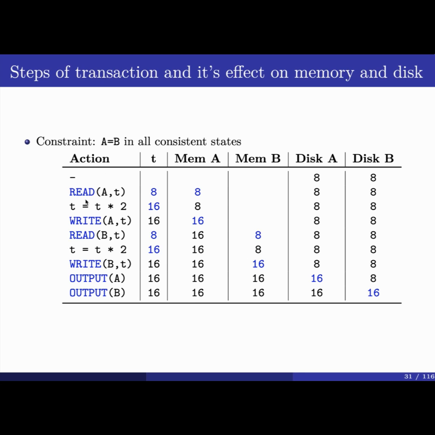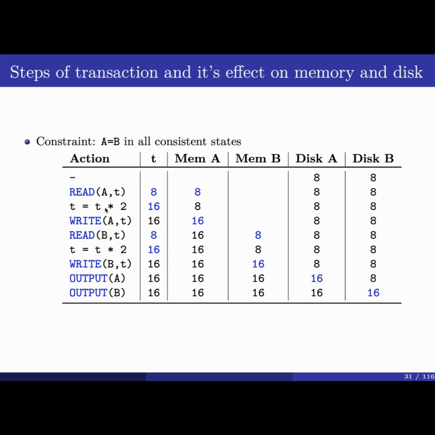Then when you read A into T, what happened here? The data wasn't in memory, yeah? So the buffer manager is going to do input A. That means fetch the data block that contains the database element A and store it in the main memory. So the memory A is going to be equal to 8. When you do read, this means copy the value into the local variable. Then the next step, what?